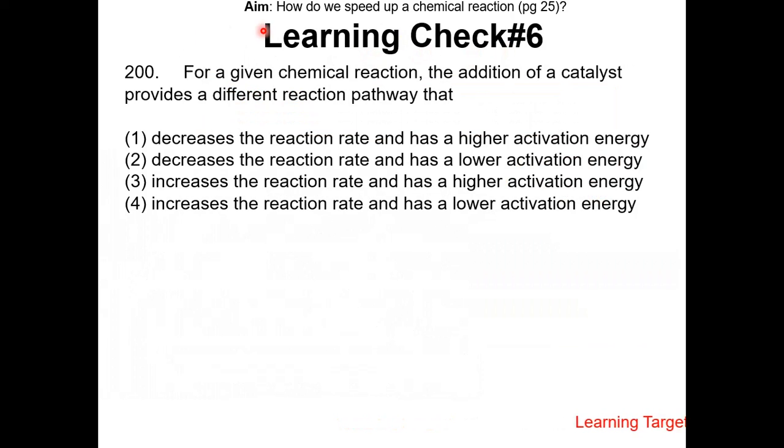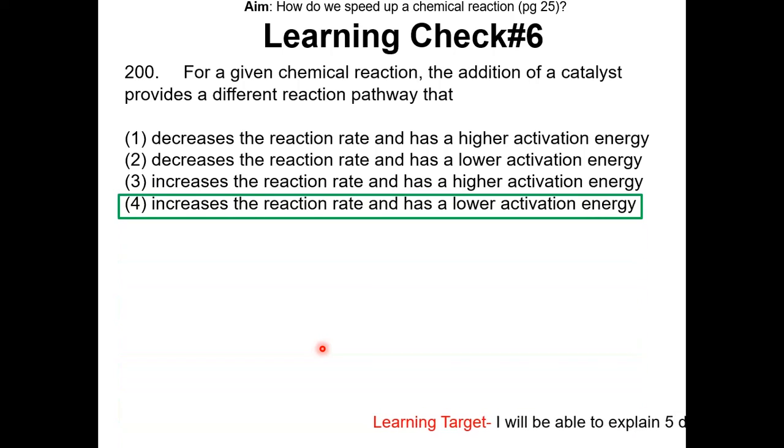Learning check number 6. For a given chemical reaction, the addition of a catalyst provides a different reaction pathway that does what? Pause the video and resume as completed. The answer is choice 4, increases the reaction rate and has a lower activation energy.